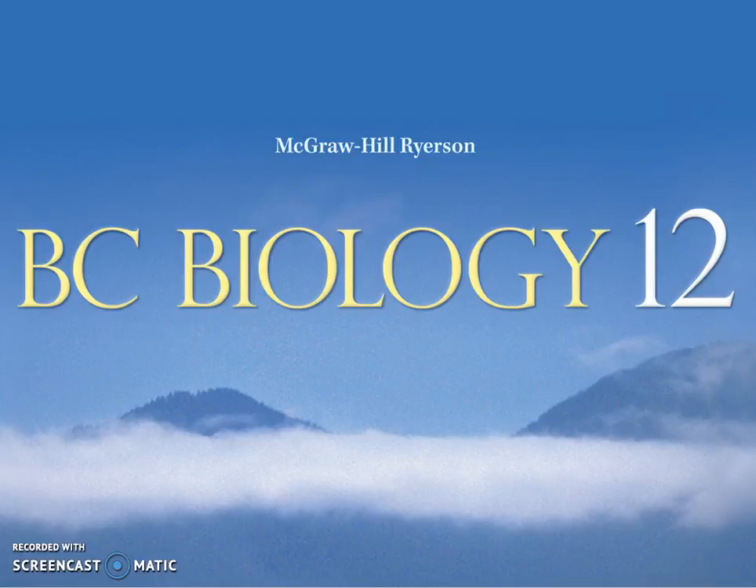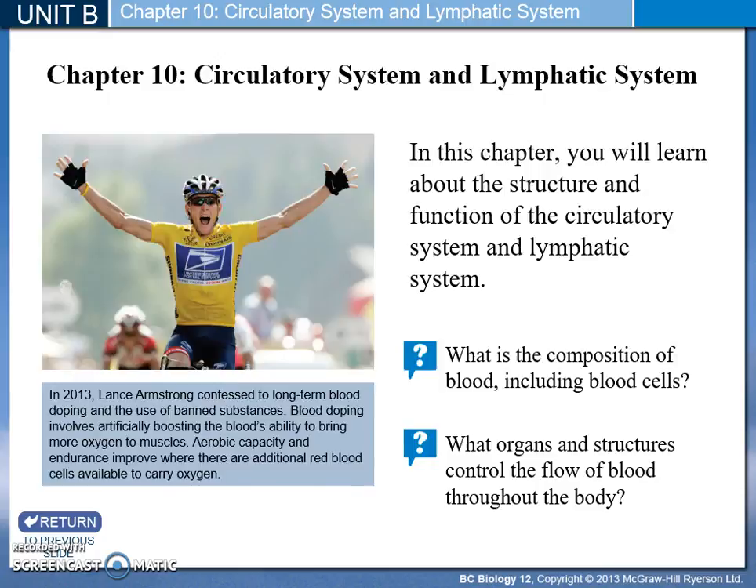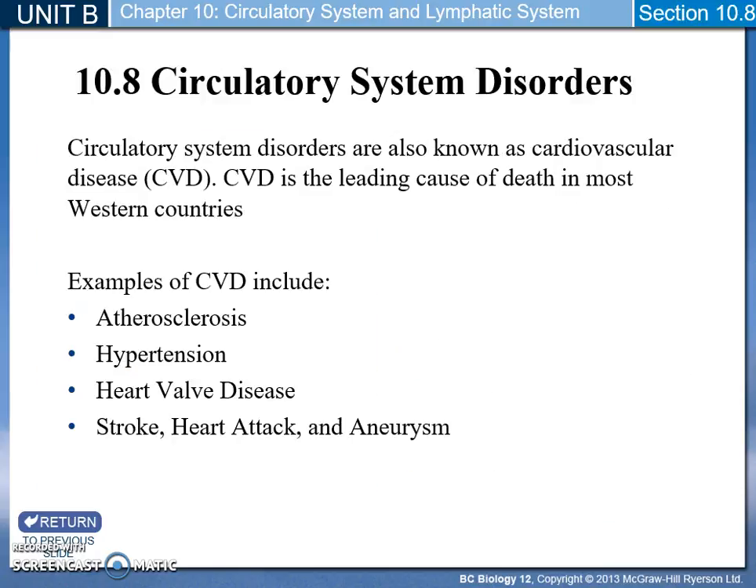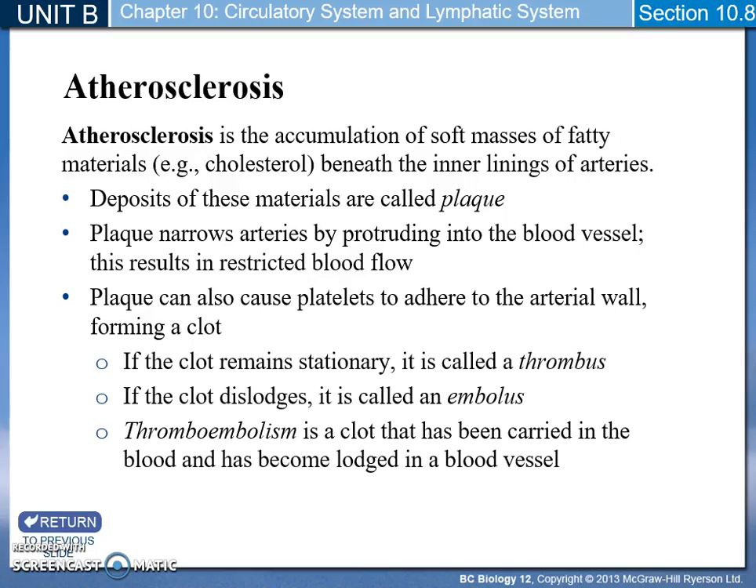This video is going to cover section 10.8, which is disorders of the circulatory system, also known as cardiovascular disease, or CVD for short, and it is still the leading cause of death in most Western countries. Examples of cardiovascular disease include atherosclerosis, hypertension, heart valve disease, and stroke, heart attack, and aneurysm. So we will look briefly at each one of these.